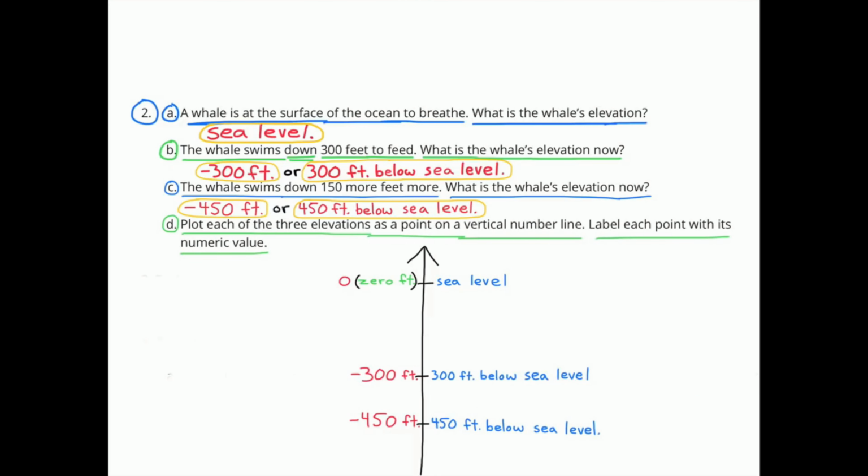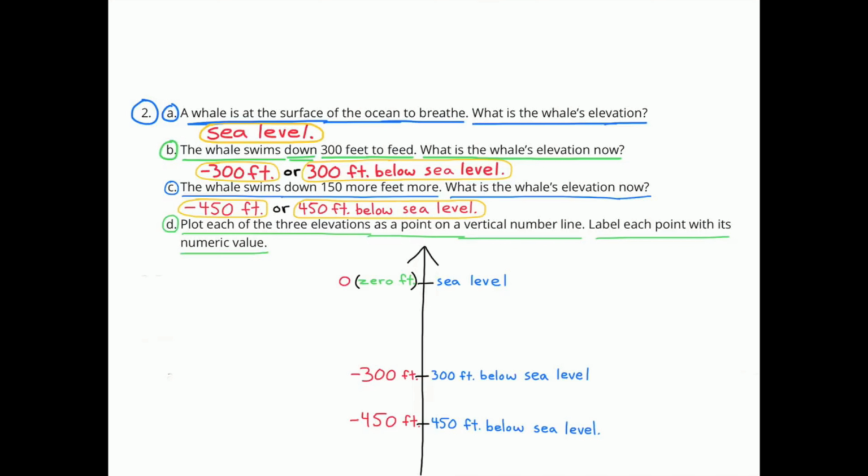Number 2, A. A whale is at the surface of the ocean to breathe. What is the whale's elevation? The whale's elevation is sea level. B. The whale swims down 300 feet to feed. What is the whale's elevation now? Well, he went down 300 feet from sea level, so that's like going from 0 down 300 feet. That would be negative 300 feet, or 300 feet below sea level.